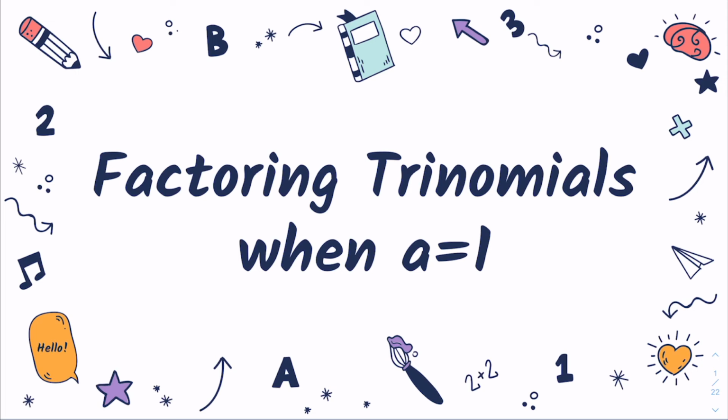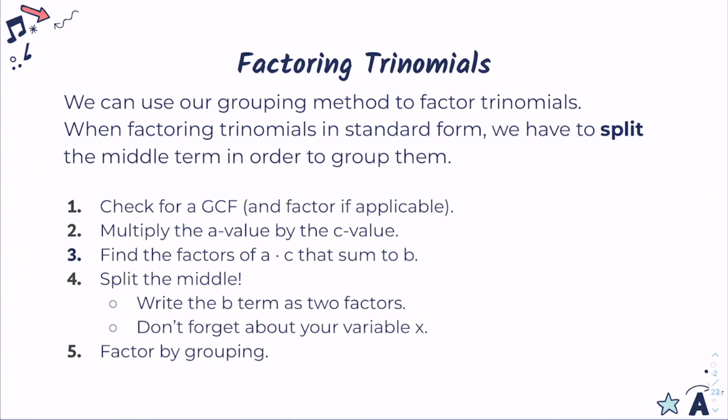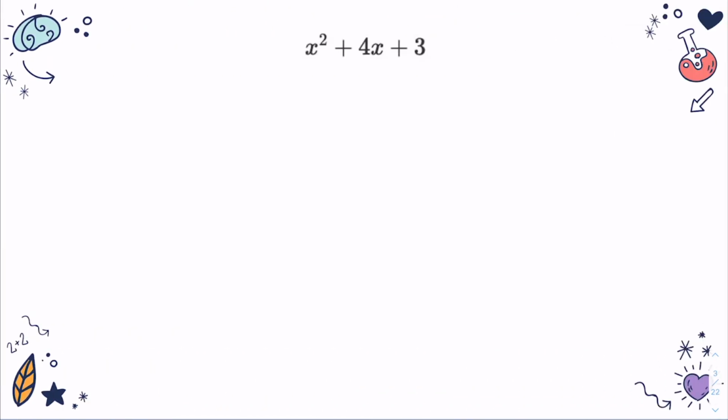Factoring trinomials when a equals 1. Factoring trinomials when a equals 1 works the same as before, where we can split that middle term after we find two numbers that add to give us b and multiply to give us ac, and then we can factor by grouping. So for this first example, x squared plus 4x plus 3, we have a equal to 1, b equal to 4, and c equal to 3.